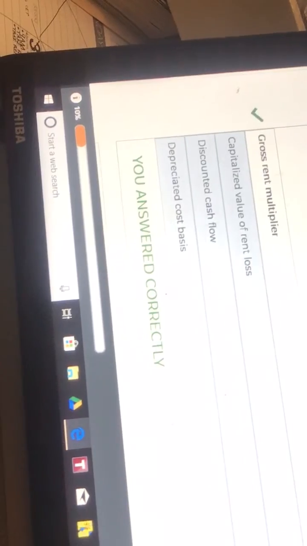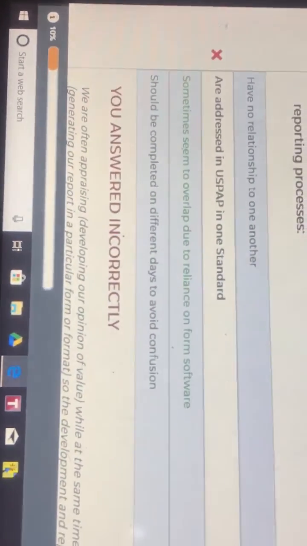Number 2, you got right. Number 3, you got wrong. For today's residential real property appraiser, the appraisal development and reporting processes, you picked are addressed in USPAP in one standard, is wrong. The correct answer is sometimes seem to overlap due to reliance on form software.